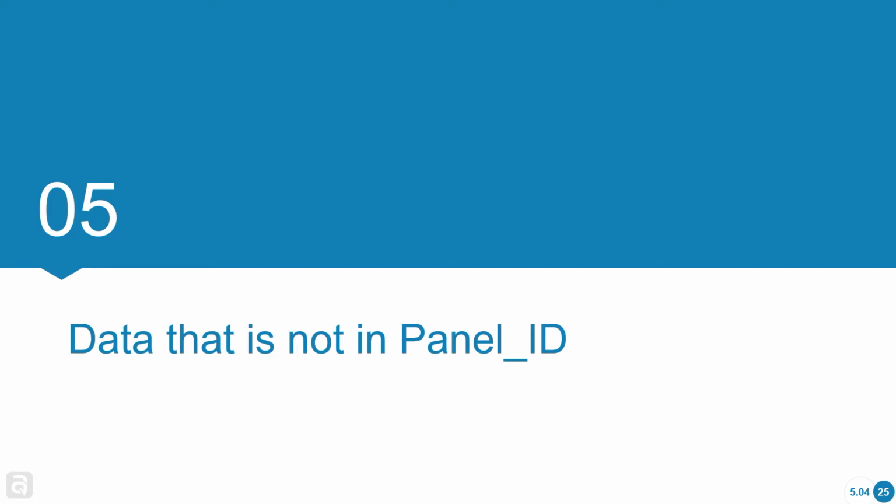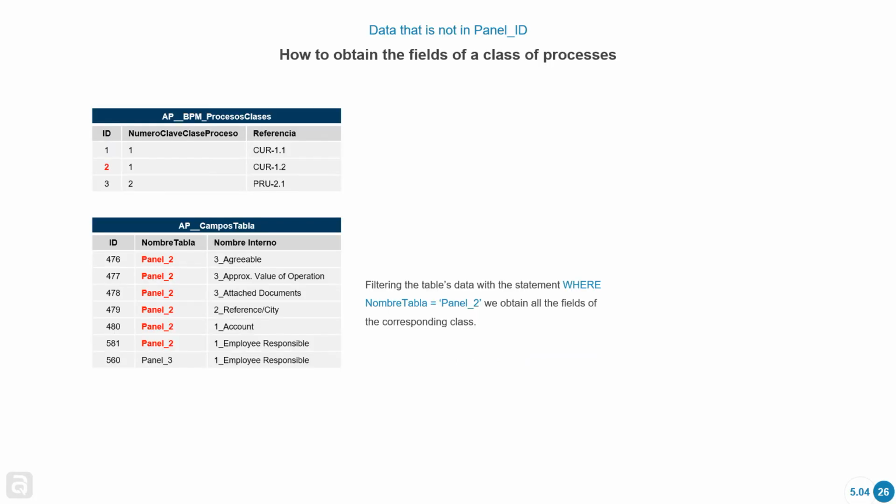Data that is not in panel ID. As we already mentioned, in panel ID, we're going to find a lot of data that's in the panel of a process. But of course, not all of the data is going to appear there. For example, we mentioned that a multiple selection field is not going to appear there. A prefix field is not going to appear there. So there's certain fields that aren't really going to appear inside of that table.